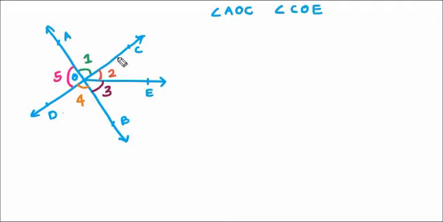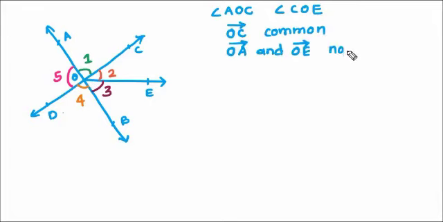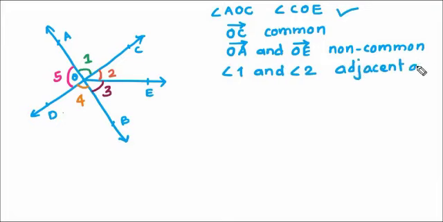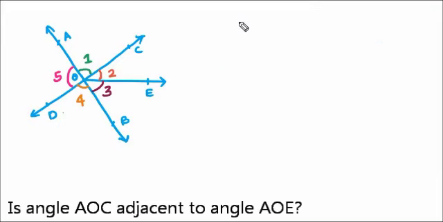So we see OC is common. So the first condition is met, which is we have a common arm and the remaining two are non-common arms. Now OA and OE, do they lie on different sides? Yes, OA is on the left whereas OE is on the right hand side. So yes, we can say they are adjacent. The second one is: is angle AOC adjacent to angle AOE?